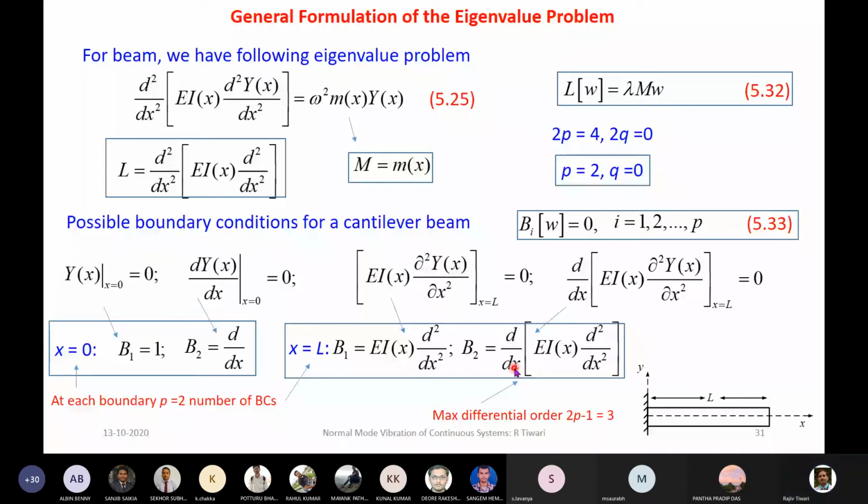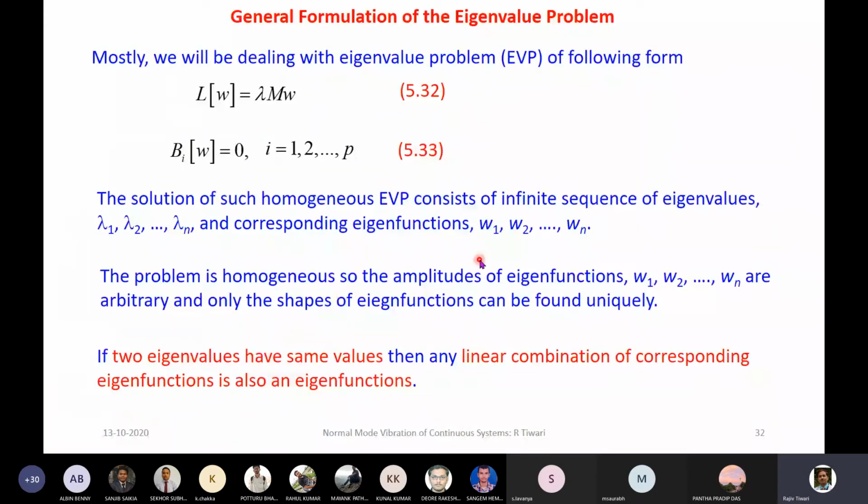So this is the comparison, or correlation, between the general eigenvalue problem we defined, with the associated boundary conditions, and how we can correlate it with a particular case of a beam. Okay, now we'll see some more properties of the general formulation of the eigenvalue problem. This is a special kind of eigenvalue problem in which the M operator is not a differential operator, and the boundary condition is not containing the eigenvalue.